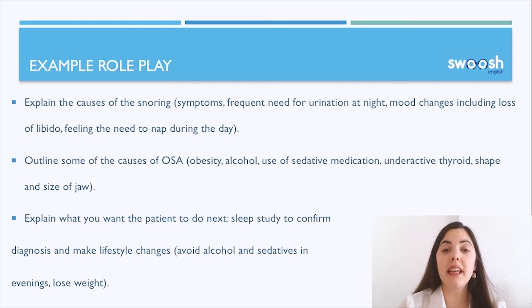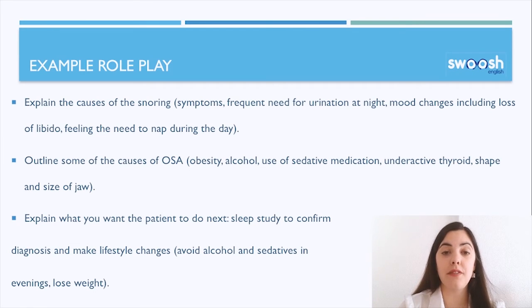So, in your actual role play with the interlocutor playing the part of the patient, you will have to explain the causes of snoring. This might be the symptoms such as frequent need for urination at night, mood changes including loss of libido, feeling the need to nap during the day. You'll also have to outline some of the causes of OSA, such as obesity, alcohol, use of sedative medication, an underactive thyroid gland, shape and size of jaw. And you have to explain what you want the patient to do next.